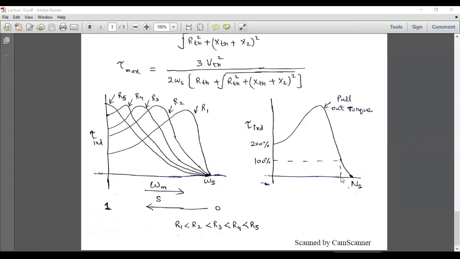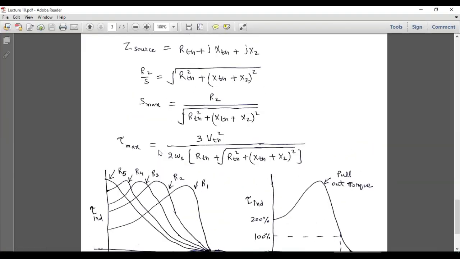This is the pull-out torque or maximum torque, and it is 100% at this point. Here it is 200%, and it can go up to 500 to 600% when the torque is maximum.